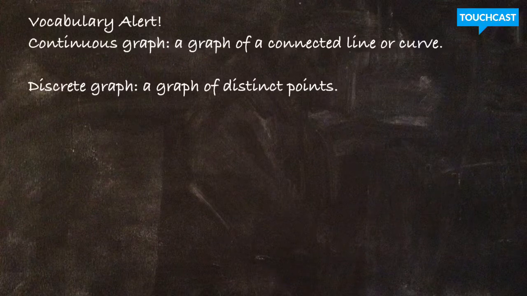Discrete graphs are just graphs of distinct points. An example of this might be if you go to the store to buy some CDs or some DVDs, you can only buy those in whole number values. You can't get half of a CD or half of a DVD. You have to buy a whole 1 or a whole 2 or more. No halves, no fractions at all. So on one of the axes, you have to go by whole number parts. You can't connect the dots. That would be an example of a discrete graph.